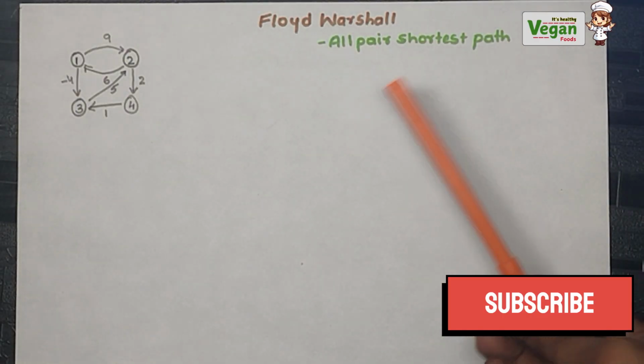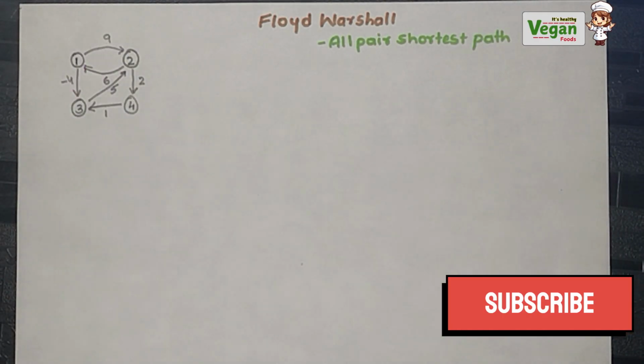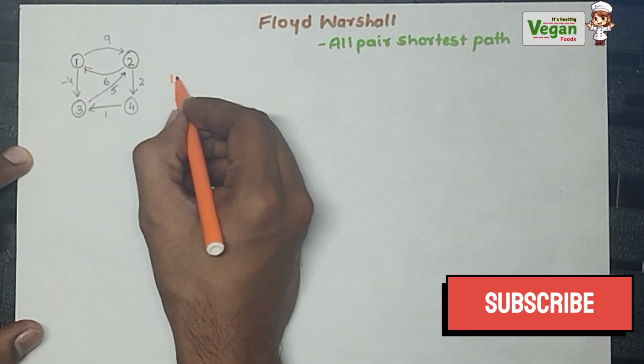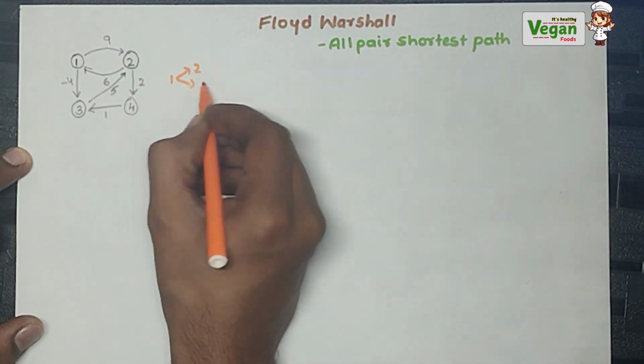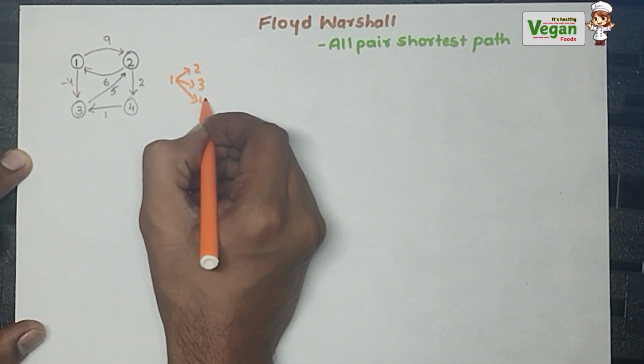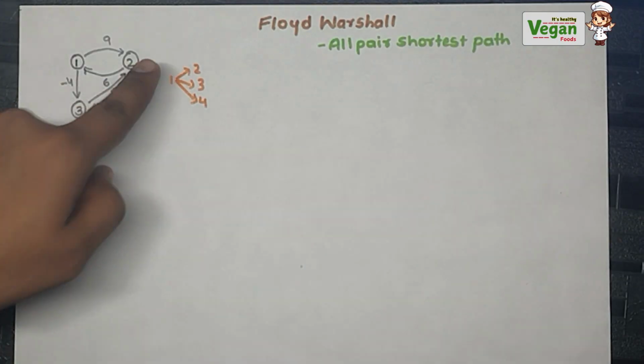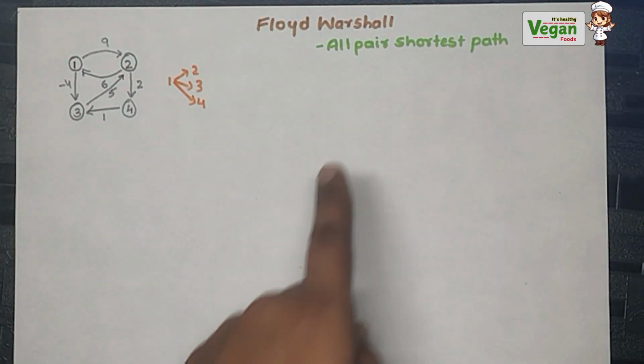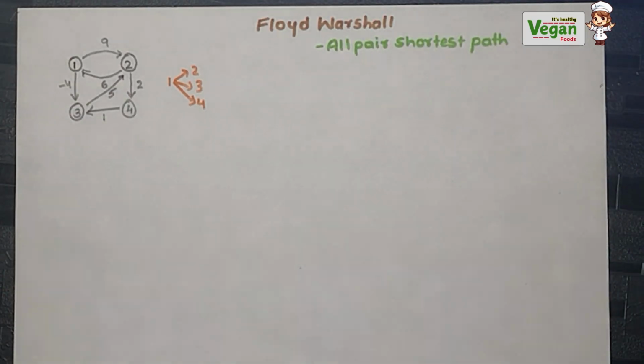So this is the all pair shortest path. All pair shortest path means if I consider 1 as the source node, from 1 to 2, from 1 to 3 and 1 to 4, what will be the shortest path? From one node to all other nodes, what will be the shortest path? It will be called the all pair shortest path.